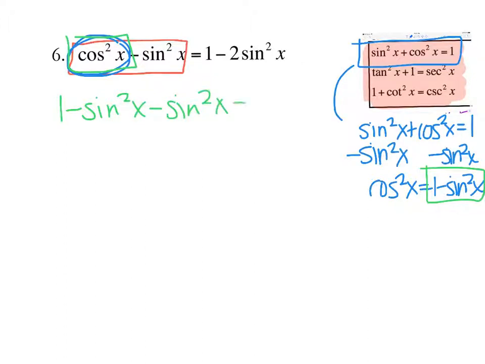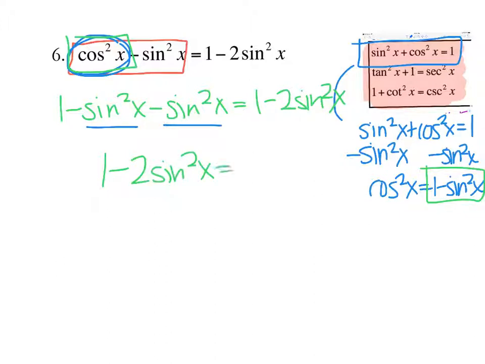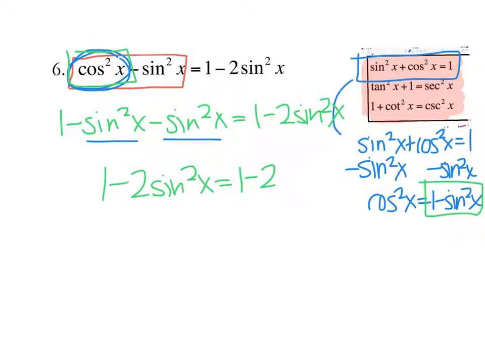x equals 1 minus 2 sine squared x. The key to this one is that we have 2 sine squared x's. When you add 2 sine squared x's, you get 2 sine squared x. And that is what we wanted it to match. So I've gotten it to match. So I'm done. Check.